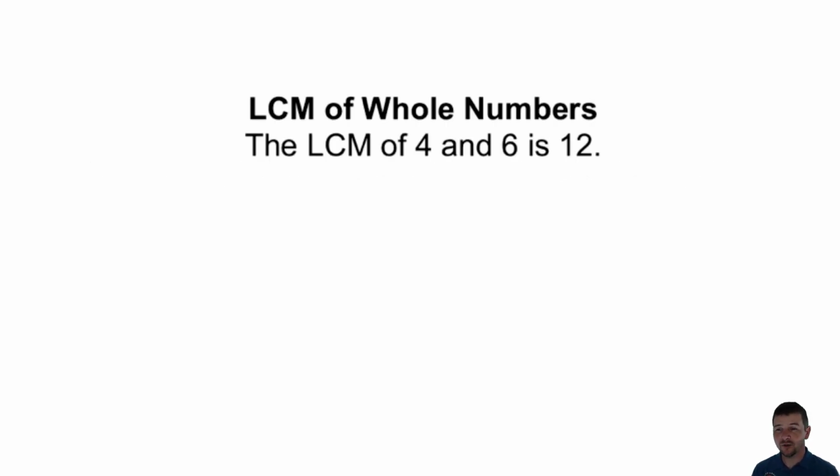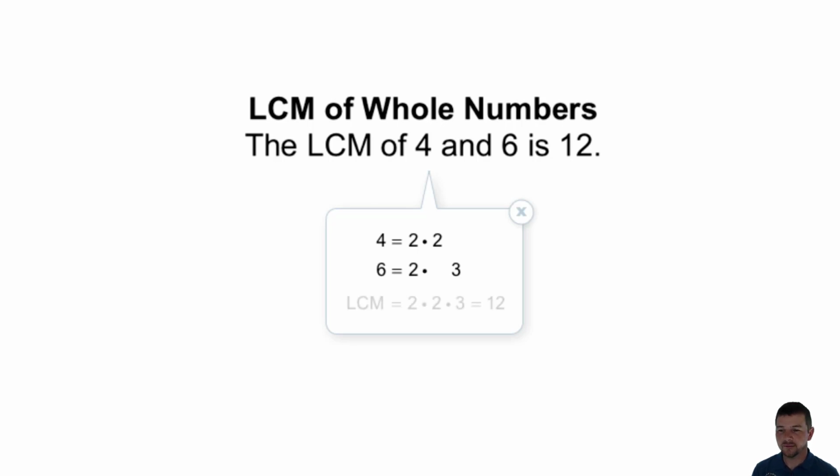Recall the least common multiple of whole numbers. In this case, the LCM of 4 and 6 is 12. We can see that here. 4 equals 2 times 2, so 2 times 2 is considered the prime factorization of 4. Note 2 and 2 are both prime numbers. 6, its prime factorization is 2 times 3. The least common multiple is 2 times 2 times 3, and that's 12.